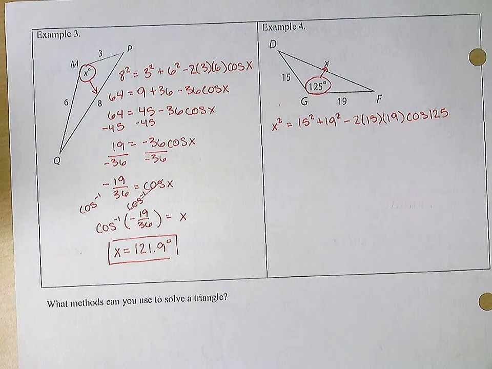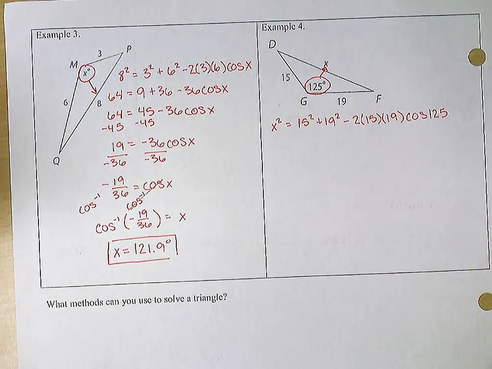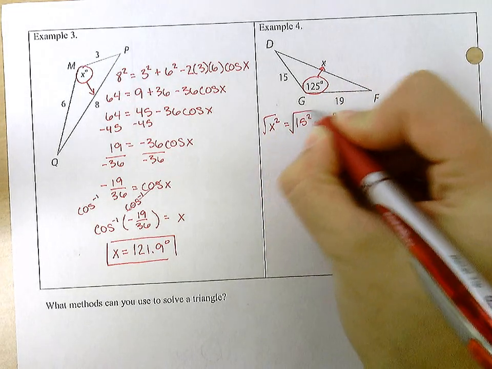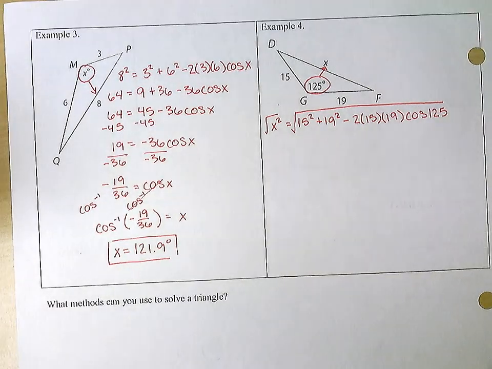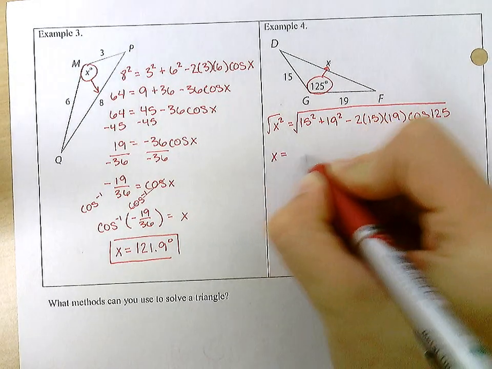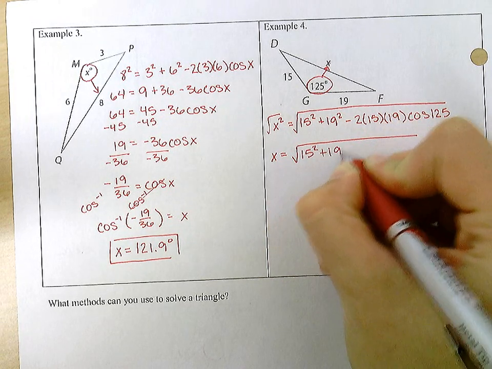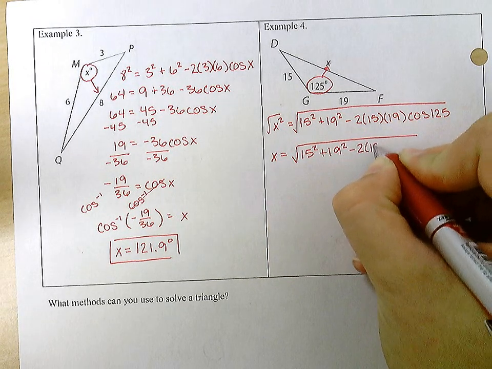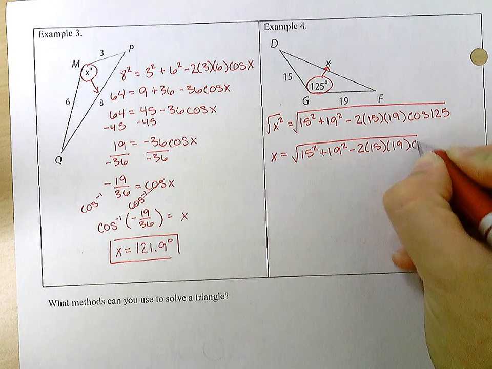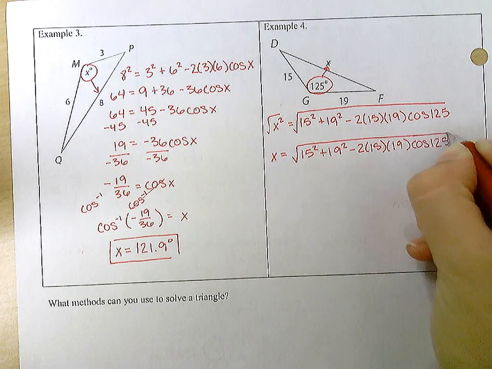Okay, do you have questions on how I'm setting up the problems using that formula? How I'm getting those numbers? Okay, so honestly, if you just want to take the square root of both sides right away, you can. So if I take the square root of both sides, I could just enter this whole thing. So the square root of 15 squared plus 19 squared minus 2 times 15 times 19 cosine of 125.